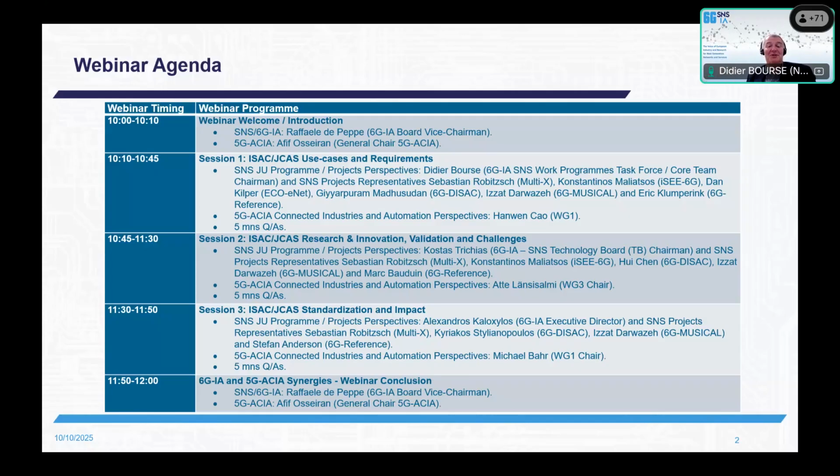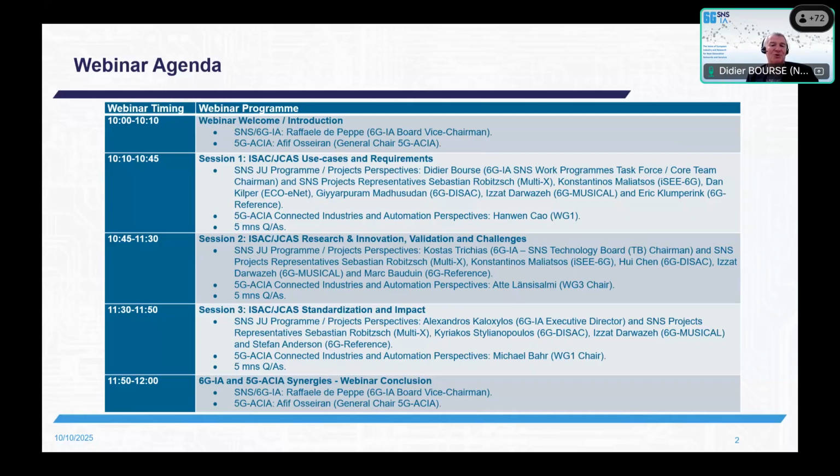Then we have session 3, also very important for ISAC and JCAS: standardization and impact. Where do we stand as of today? Again, both SNS and 5G-ACIA perspectives. Alex will chair this session 3 for the part of 6G-IA, and you have a set of projects. Then from 5G-ACIA the perspective will be presented by Michael, Working Group 1 chair, bringing the latest update, reminding also that 5G-ACIA is a worldwide organization in terms of membership.